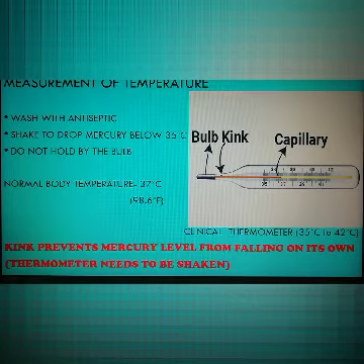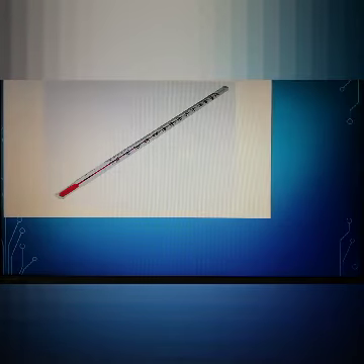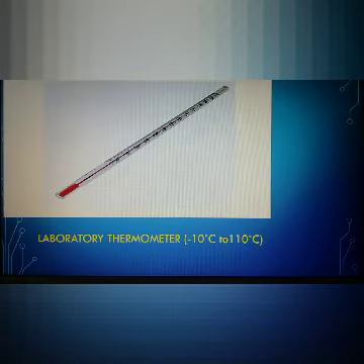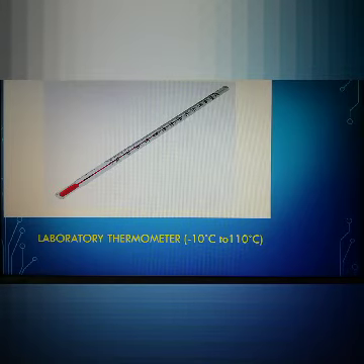If you want to drop the mercury level, then you have to shake the thermometer. Now, this is another type of thermometer, called a laboratory thermometer. This laboratory thermometer measures liquids or other substances, and it has a range of -10 degrees Celsius to 110 degrees Celsius. The maximum temperature that it can measure is 110 degrees Celsius.